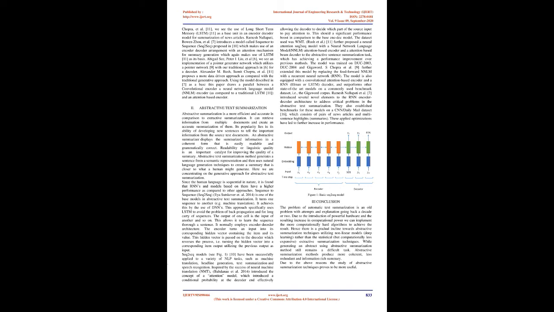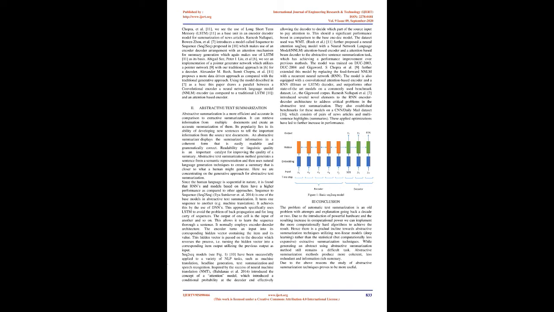2. Abstractive text summarization. Abstractive summarization is more efficient and accurate in comparison to extractive summarization. It can retrieve information from multiple documents and create an accurate summarization of them. Its popularity lies in its ability to develop new sentences to tell the important information from the source text documents. An abstractive summarizer displays the summarized information in a coherent form that is easily readable and grammatically correct. Readability or linguistic quality is an important catalyst for improving the quality of a summary.